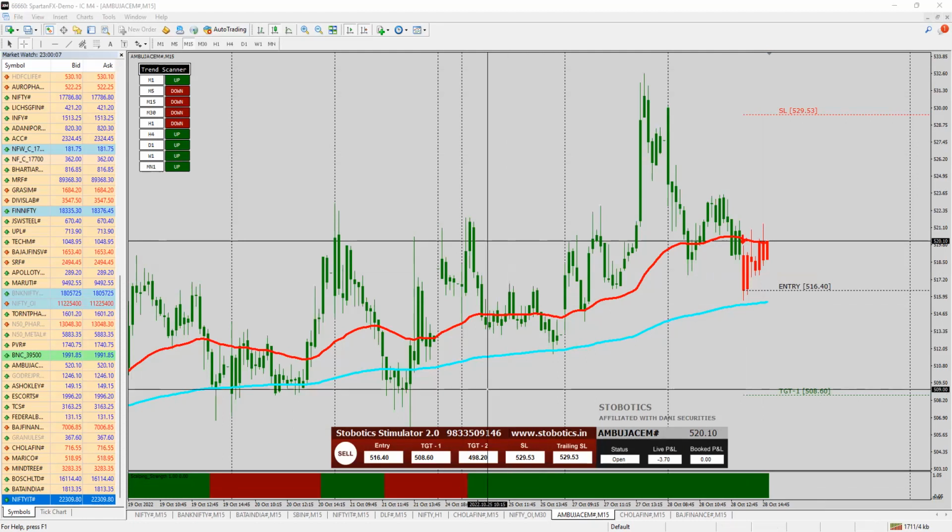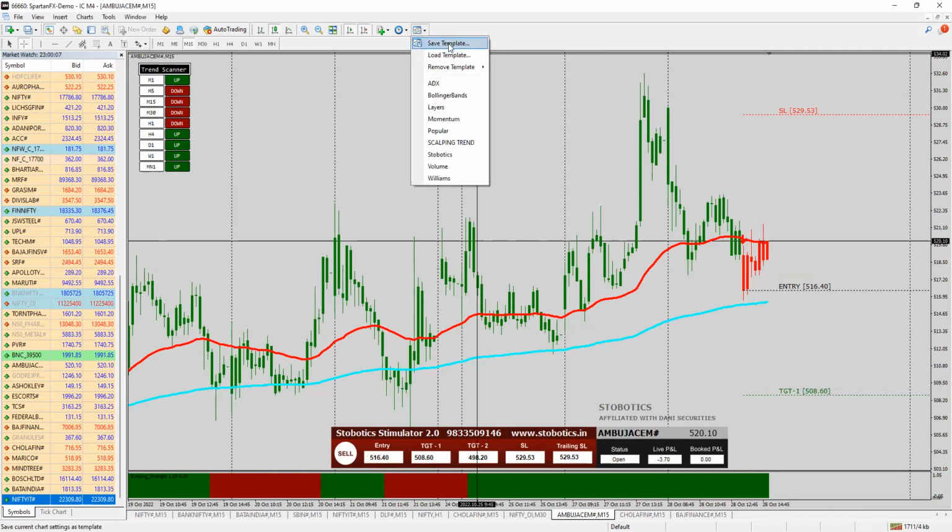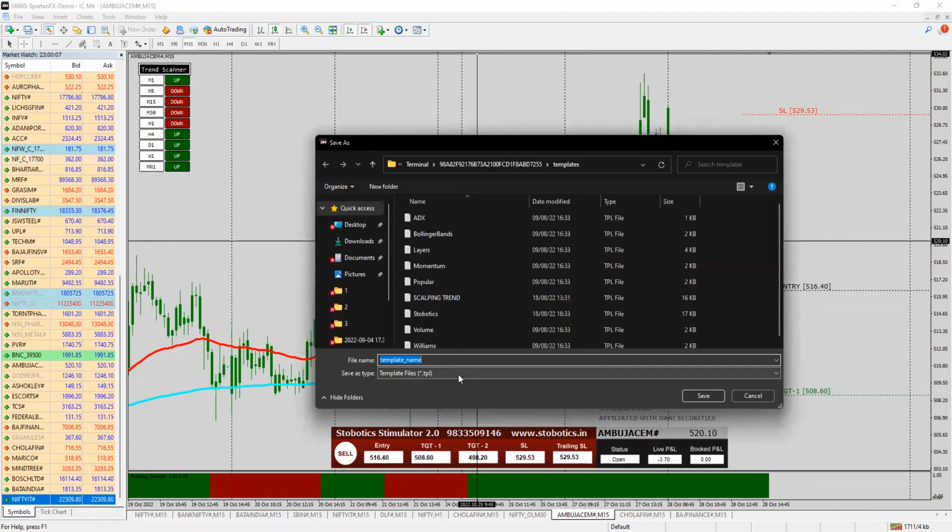No, it will open, Suman. You have to just save the template, nothing else. You have to just go over here, save template, close the simulator and restart it. Close the simulator and again restart it. Then you will get it.